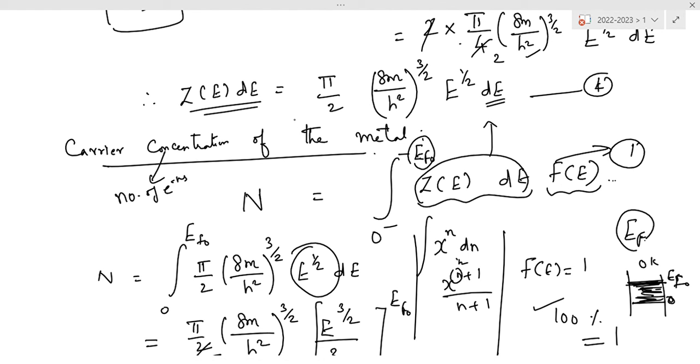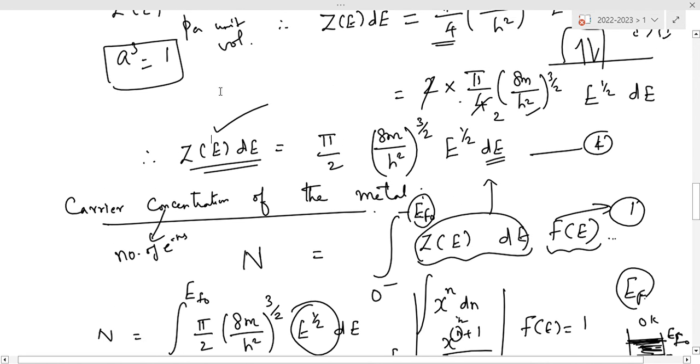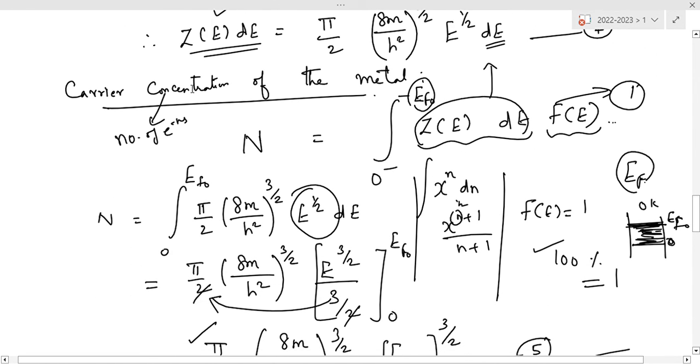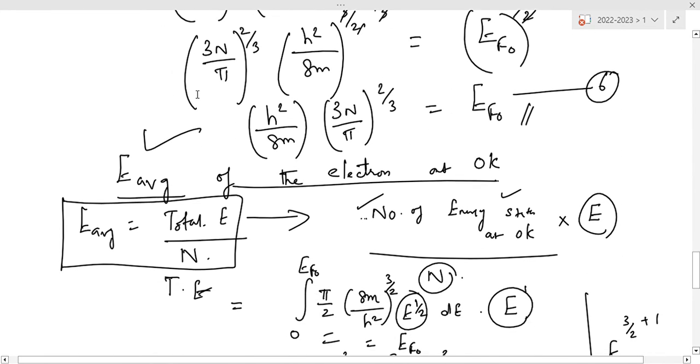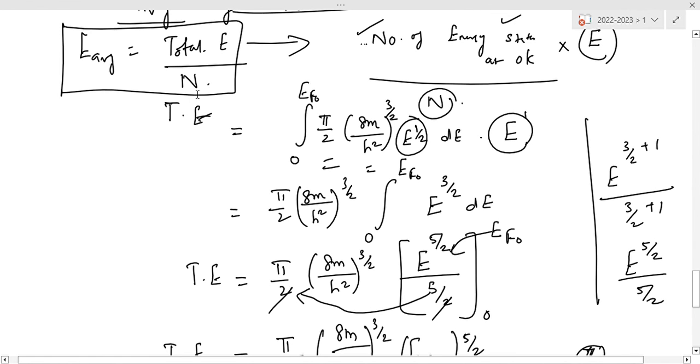We arrived at equation 4. It is the expression for finding the number of available energy states per unit volume, because A cube is the volume, it is considered as 1. Then the carrier concentration of the metal, the number of electrons present in the metal. The formula is the integration of Z of E dE into f of E. Then we arrived at the equation pi by 3 (8m by h square) the whole power 3 by 2 EF naught power 3 by 2. Even we can proceed to find the Fermi energy at 0 Kelvin of the metal. Then we found the average energy of the electron at 0 Kelvin.